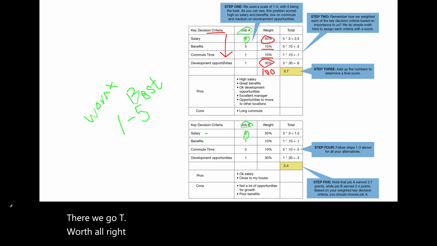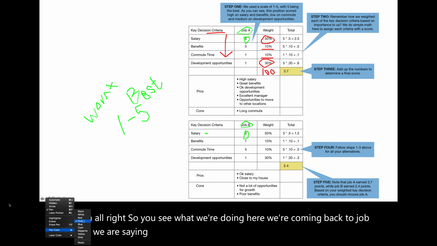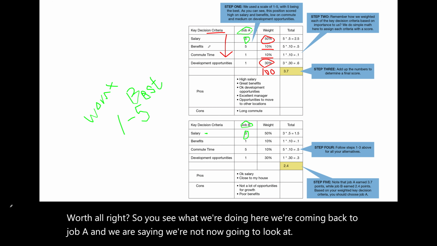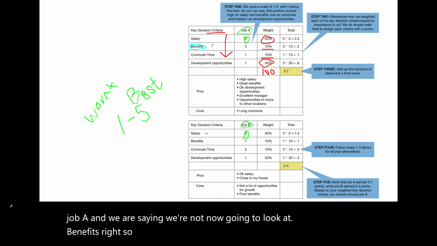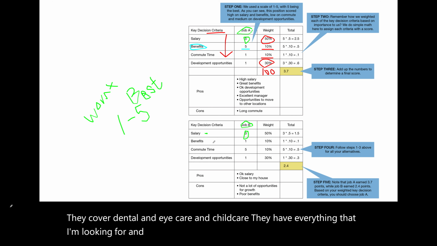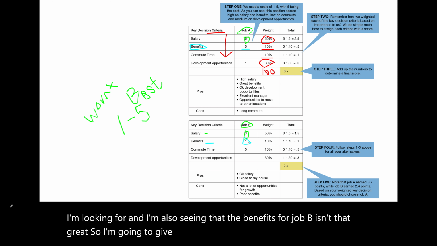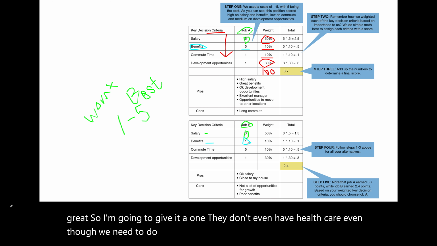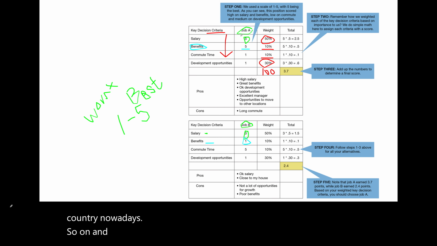So you see what we're doing here. We're coming back to job A, and we are saying we're now going to look at benefits, right? So benefits for job A is a 5. Great benefits, amazing benefits. They cover dental and eye care and child care. They have everything that I'm looking for. And I'm also seeing that the benefits for job B isn't that great. So I'm going to give it a 1. They don't even have healthcare, even though we need to do that healthcare insurance here in this country nowadays. Okay, so on and so forth. So you rate each of the jobs on each of the criteria.